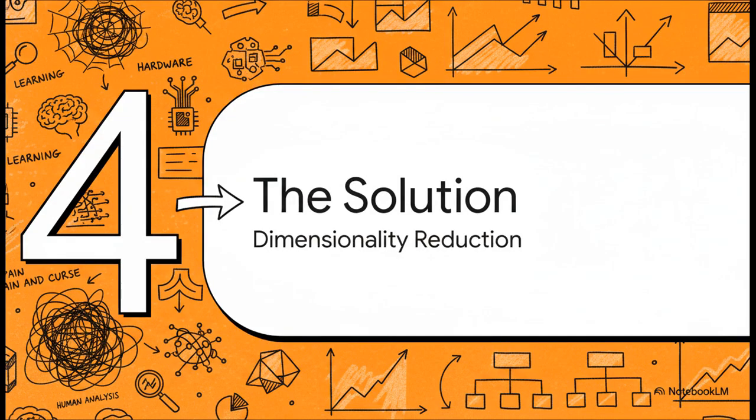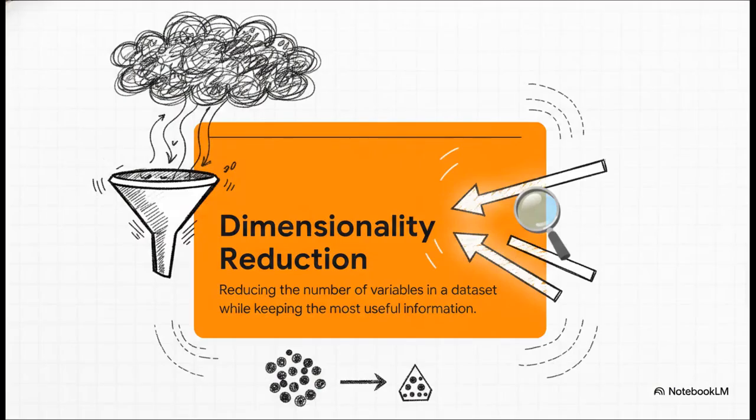All right, now that we definitely feel the pain of this curse, let's shift gears from chaos to clarity and introduce the cure. Dimensionality reduction is this really elegant solution. It's all about extracting the pure signal from the noise. It literally means reducing the number of variables in a dataset, but, and this is absolutely crucial, doing it while keeping the most useful, relevant information intact. It's what makes learning practical, efficient, and ultimately way more effective.